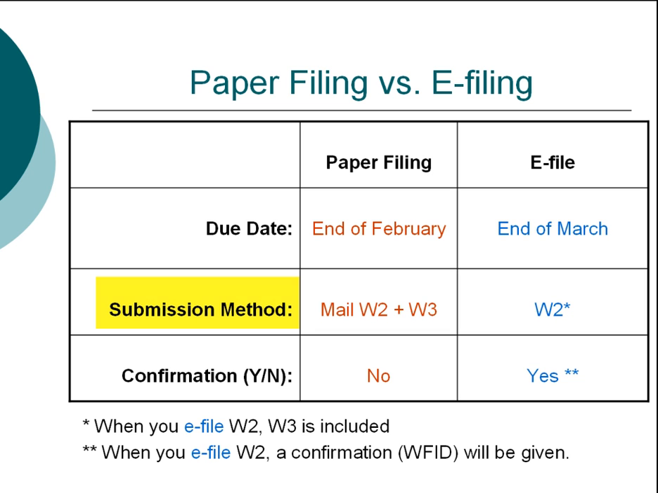2. Submission method. When you file a W-2 on paper, you must mail both W-2 and W-3 to the SSA, but when you e-file a W-2, you do not need to submit a W-3 because it will be included in the transmission file. And 3. Confirmation. When you e-file a W-2, the Social Security Administration will assign a confirmation number for your submission. But when you mail a W-2, the SSA will not provide any confirmation.